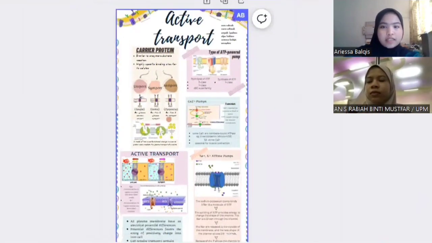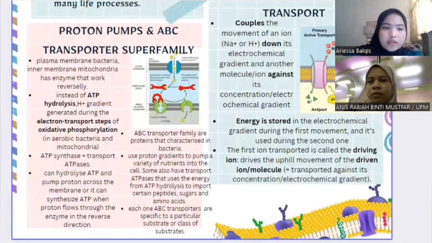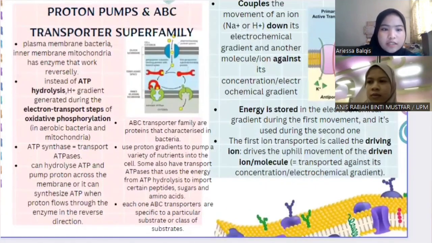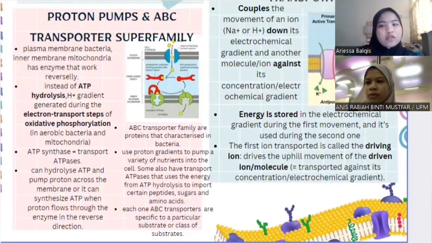For the next part, proton pumps. The plasma membrane of bacteria, the inner membrane of mitochondria, and the thylakoid membrane of chloroplasts contain enzymes similar to the transport ATPase, but they work in reverse. Instead of ATP hydrolysis, a hydrogen gradient is generated during the electron transport system of oxidative phosphorylation in aerobic bacteria and mitochondria. And then ATP synthase is actually the transport ATPase.